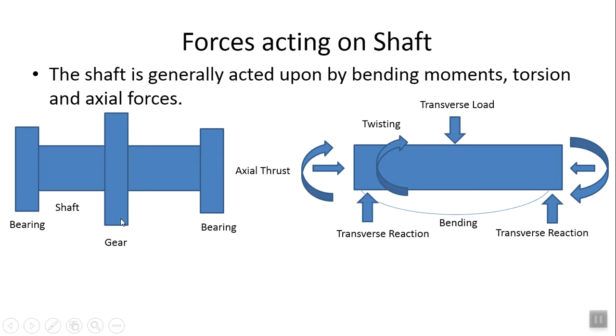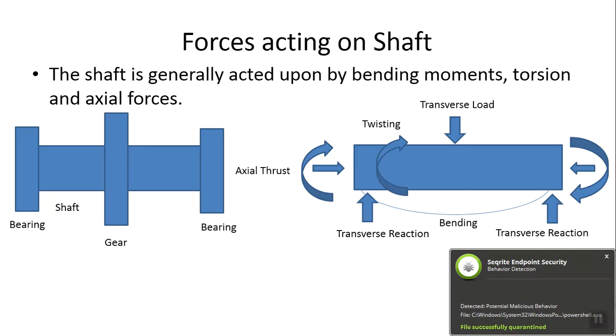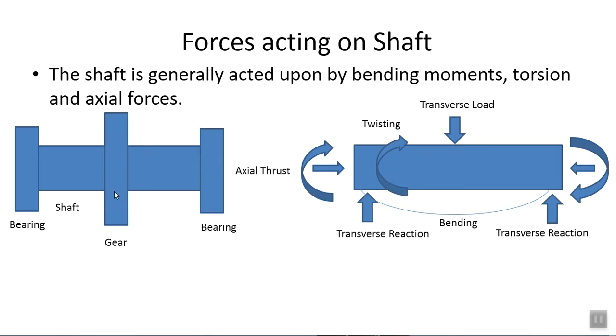Now if we consider this as a gear with its own weight, then because of the gear weight there will always be a vertically downward load, which we call a transverse load. If it is a pulley instead of this gear, then the pulley again has weight, and also the pulley tension can be considered as a transverse load. To oppose these transverse loads, all loads will be transferred to the bearings, so the bearing will have a reaction. These are transverse reactions, and because of this transverse load the shaft will try to bend, and this is the bending failure of the shaft.